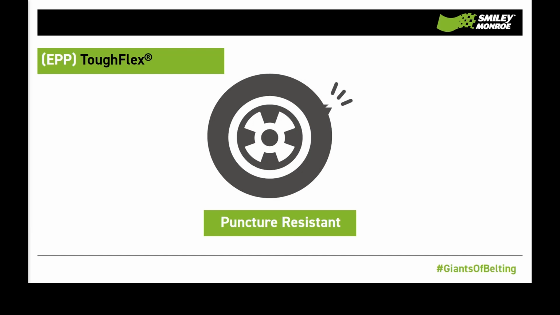Alicia's going to go into more details on that later. So these technical advantages, as well as many years' experience in the conveyor belt field, are the reason why Smiley Monroe prefer EP as carcass material in the standard conveyor belts.